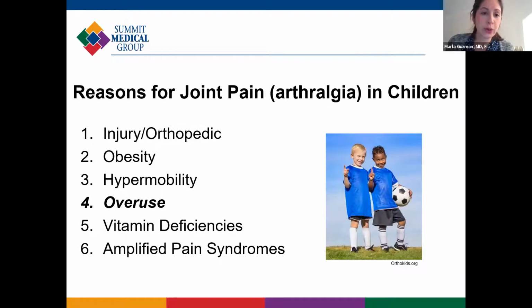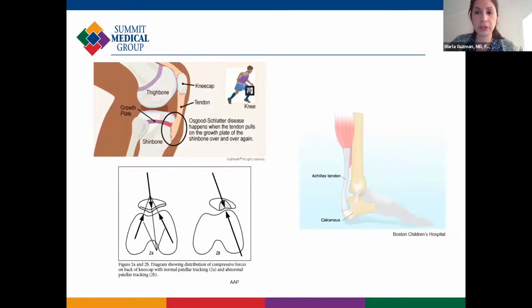Okay, so overuse syndromes. This is another reason why I may be seeing a child with joint pain. What an overuse syndrome is essentially what it sounds like. This tends to be more prevalent in growing children, particularly if they're going through a growth spurt or if they're in puberty. What happens is as the growth plates are accelerating as they're growing, overuse of these areas of the bone tend to cause pain.